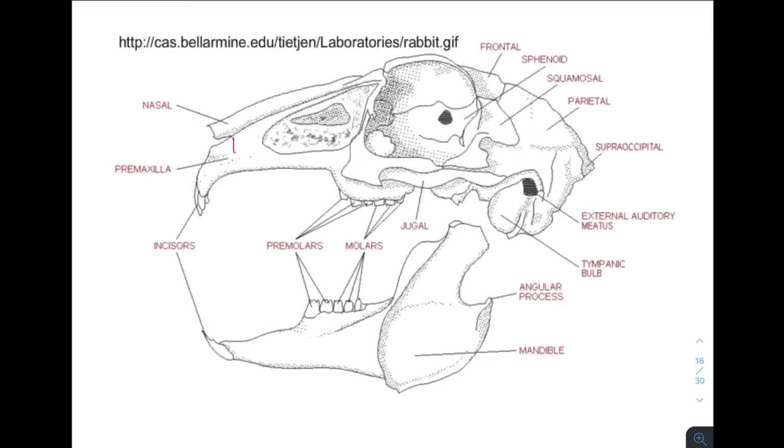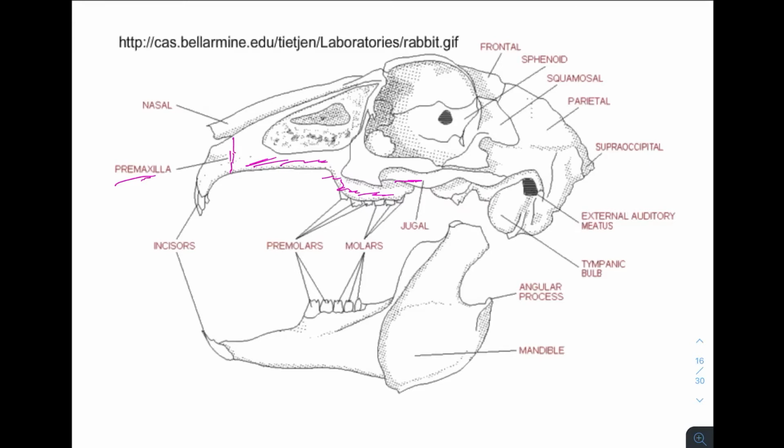The premaxilla is going to have the incisors. And so you can see these incisors here in the front. And so the bone that would give rise to them is going to be called the premaxilla. The maxilla will be right after that. And the maxilla will have most of the upper jaw and will have the teeth in the back, the premolars and the molars. And you can see that the jugal bone is going to be right above that.